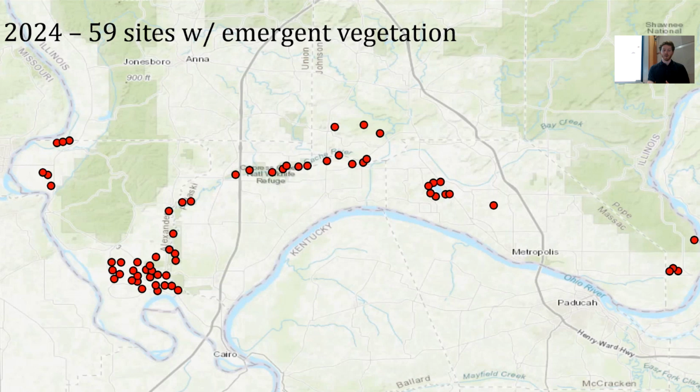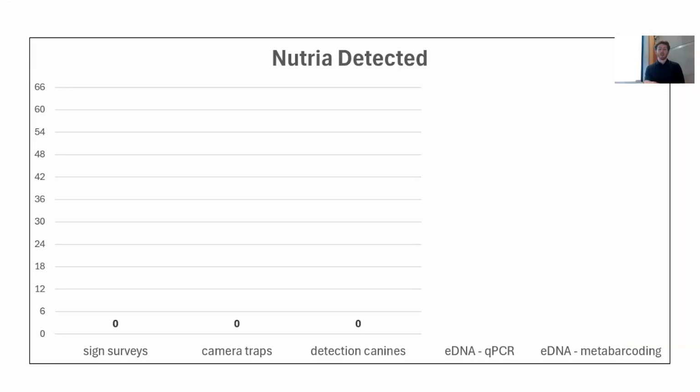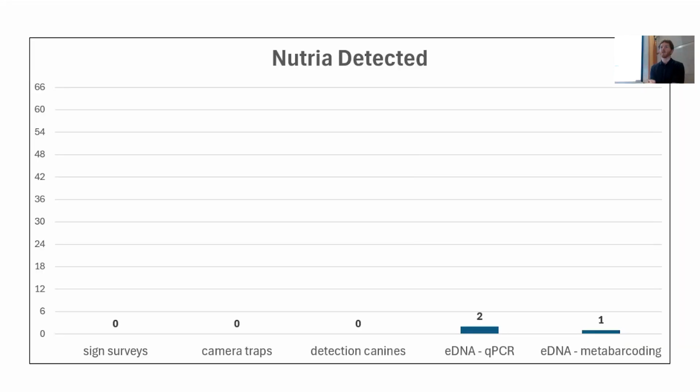But just to be sure, we did bring the detection canines back in 2024, in which they surveyed an additional 59 sites that were all focused on having good nutria habitat, which specifically required having emergent vegetation. So again, these detection canines surveyed all of these sites extensively and still found no nutria. Again, that's a good thing. But around this time, we did receive the eDNA results back from that external laboratory. And sure enough, across both qPCR and metabarcoding, they identified 3 different sites that had nutria DNA.